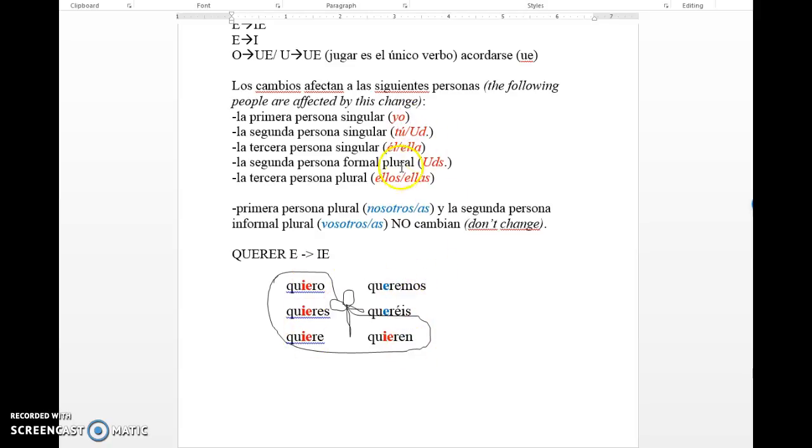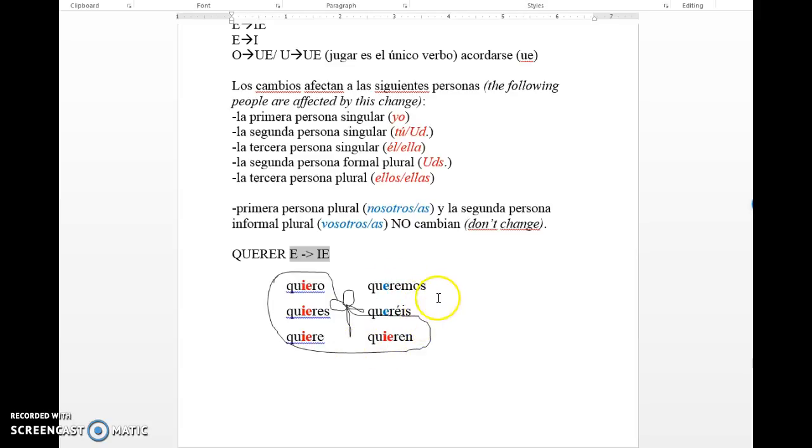Now looking back up here as to which forms change, I see that the yo does, so it's the E to IE: quiero, quieres, quiere, quieren. But nosotros and vosotros don't change: queremos, queréis. Now if I draw a funky line around the ones that do change, it makes this weird-looking shoe. As a visual learner, that helps me because I think of everything inside the shoe as changing. If it's outside the shoe, it doesn't change.